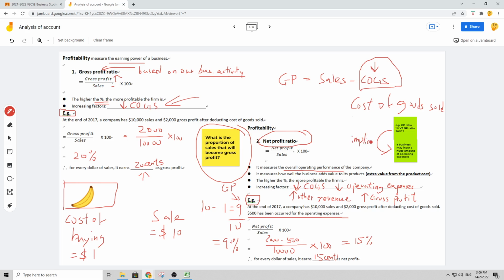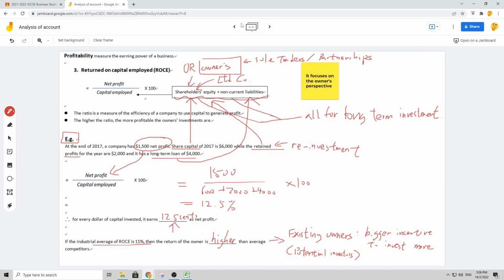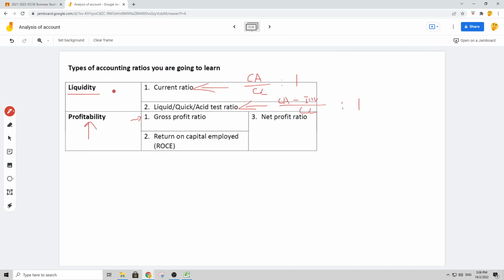Make sure, guys, you start thinking like this. When you look at two sets of numbers, what kind of implication do they give you? So there you go. That's basically all the ratios that we have.